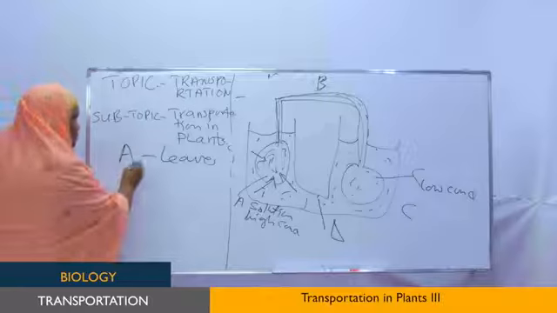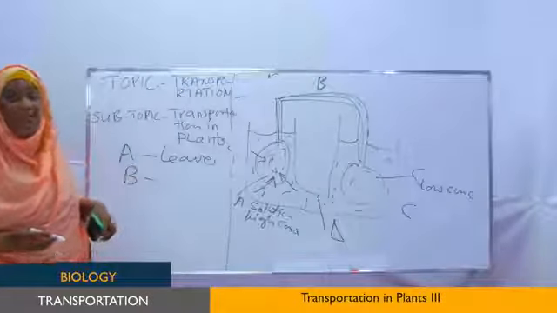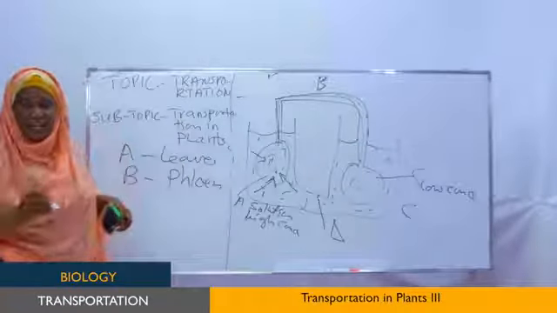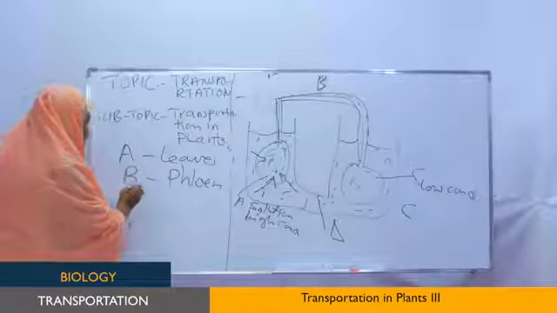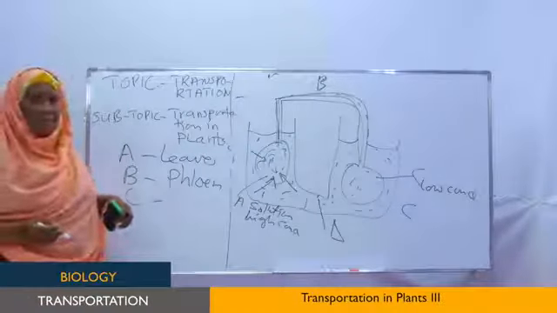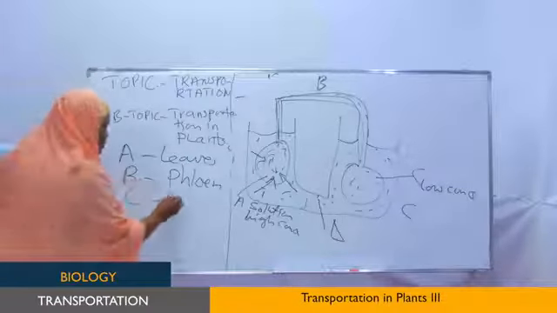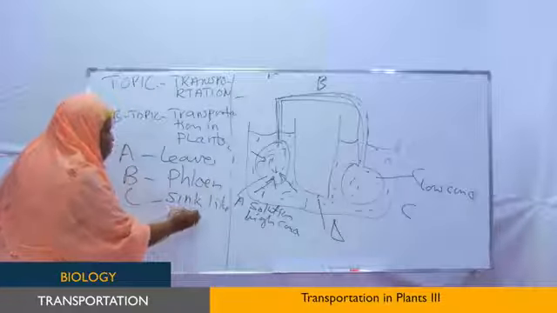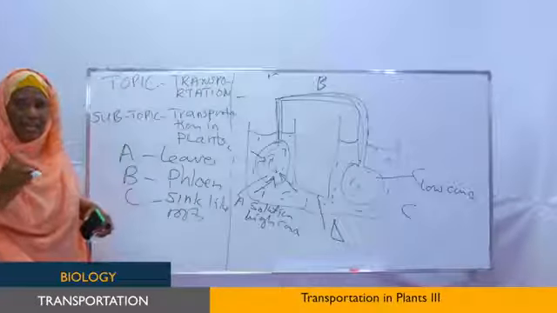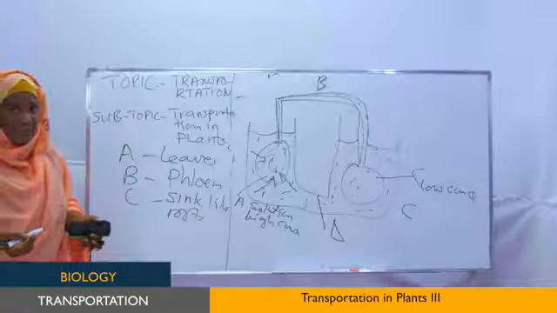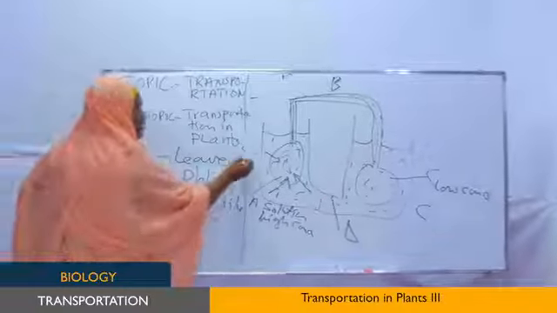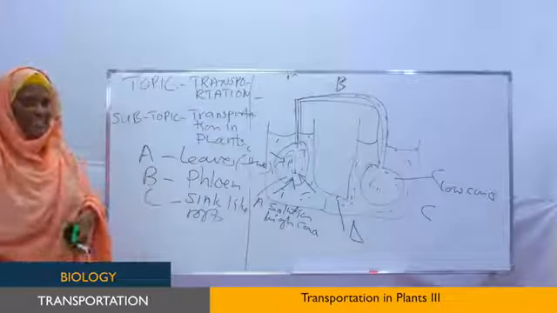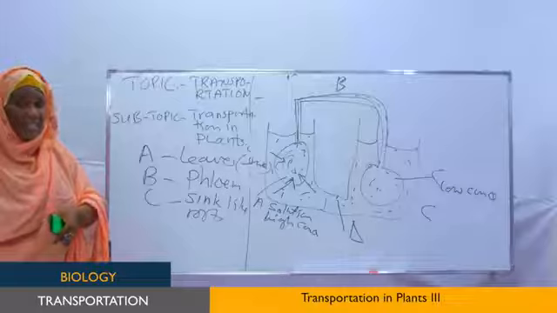And B is considered to be the phloem through which food can pass. C is considered to be the sink. Sink like roots and all other parts of the plant which need food. Leaves here are considered to be the source. The source produces food. That food goes to the sink. They dump to the sink.